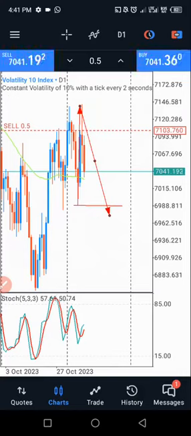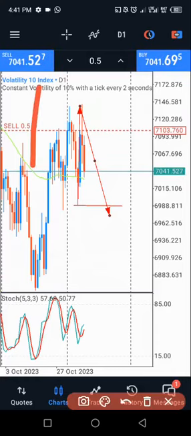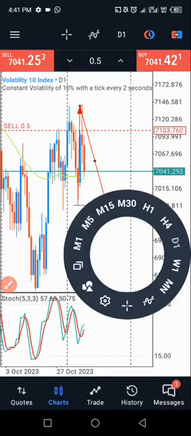Alright, so this is the volatility 10 index. Alright, so I'm just going to head over to the 15 minutes time frame to show you how to take an entry using this powerful strategy.